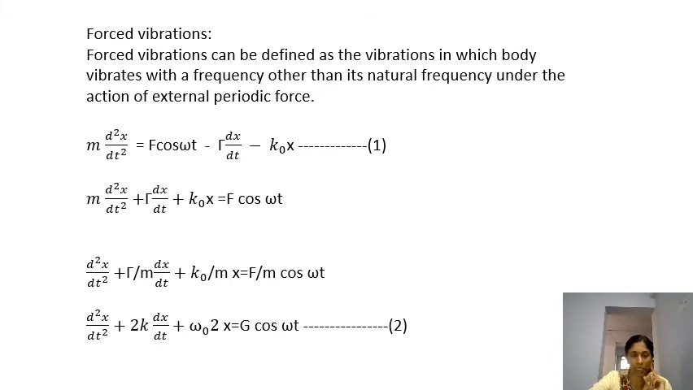d square x by dt square plus gamma by m dx by dt plus k naught by m x equals F by m cos omega t. In the previous equation, we divide the whole equation by m. On solving this, we get d square x by dt square plus 2k dx by dt plus omega naught square x equals g cos omega t.